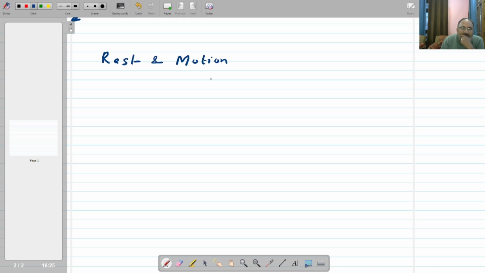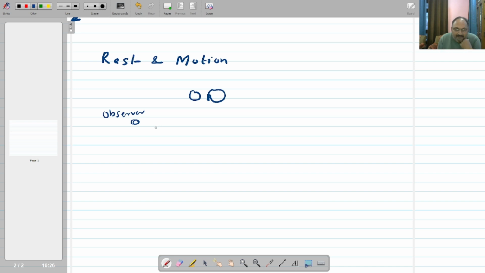To illustrate rest and motion of an object, we need an observer. See, this is the object O. It is being examined by an observer. Observer is observing it. See? So there should be a way to measure whether the particle is moving or not moving.